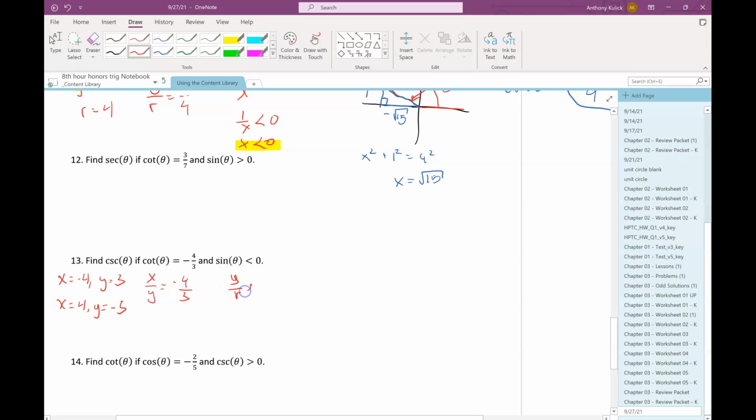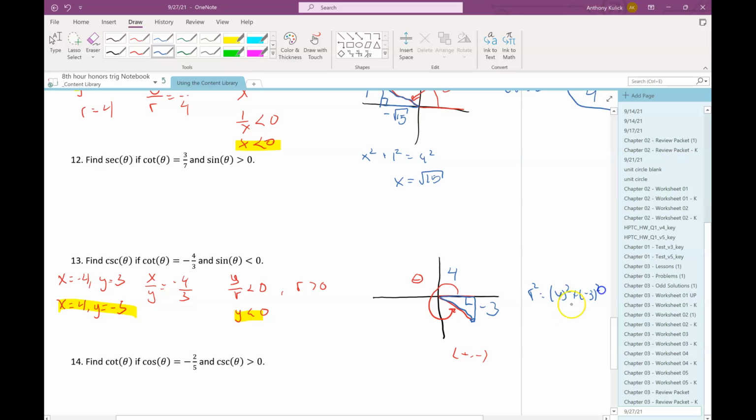Sine is y over r. R is representing a length, so it's always positive. So I know that the y is negative. So the situation I have is the one where x is positive and the y is negative. Is that okay, Billy? Okay. So I'll draw my picture here. x is positive, y is negative, so it's down here. There's my theta. Draw my triangle: 4, -3. And then using the Pythagorean Theorem, I can find r.